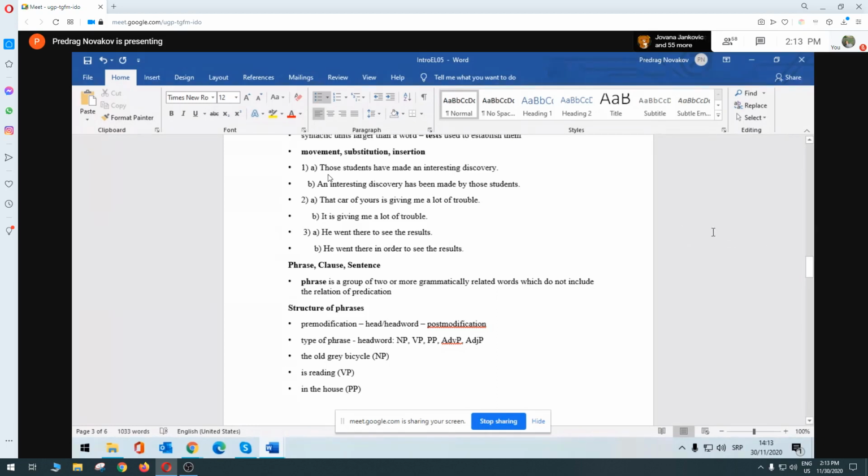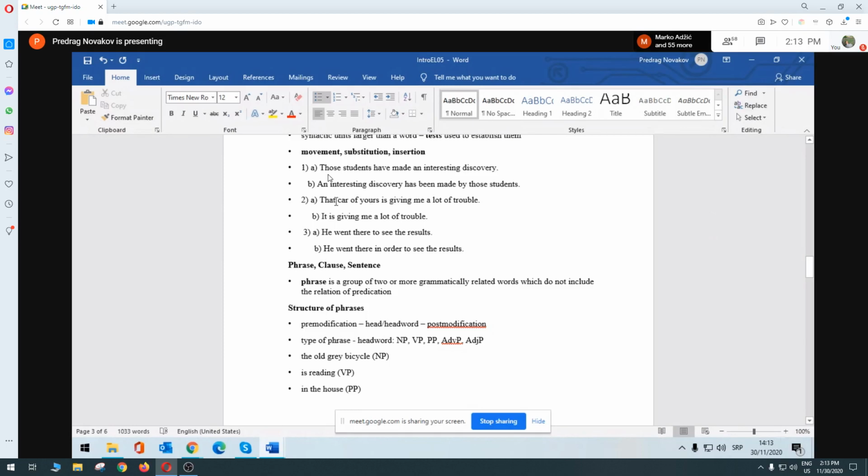Maybe that if we have a group of words that can be substituted with one pronoun, then it's a phrase. Exactly. Yes, exactly. So this is the rule for substitution. You can use a pronoun as a substitution for the entire phrase, and it proves that this is a phrase. You cannot use a substitution for part of a phrase. For example, you cannot say "it of yours is giving me a lot of trouble."